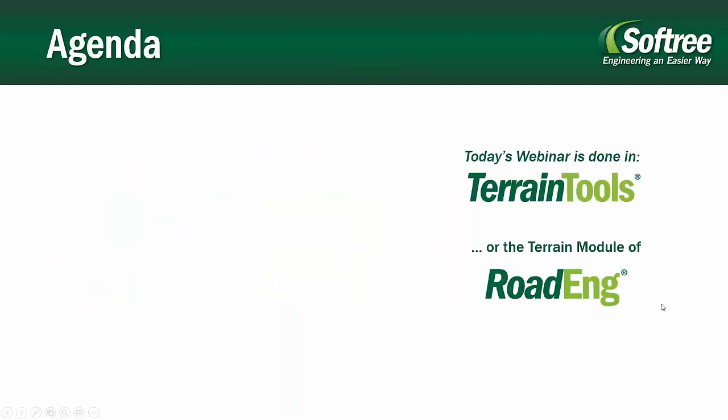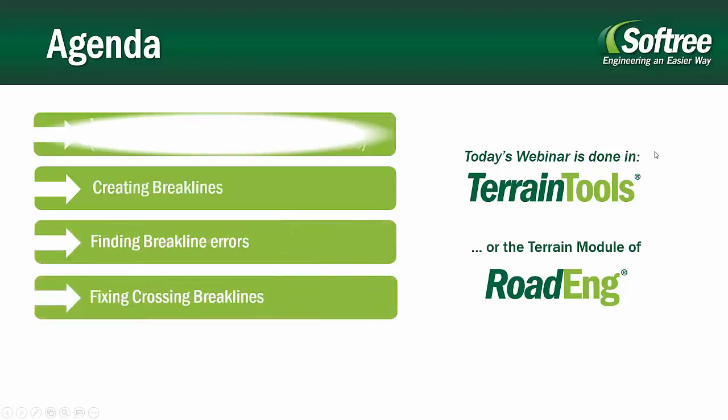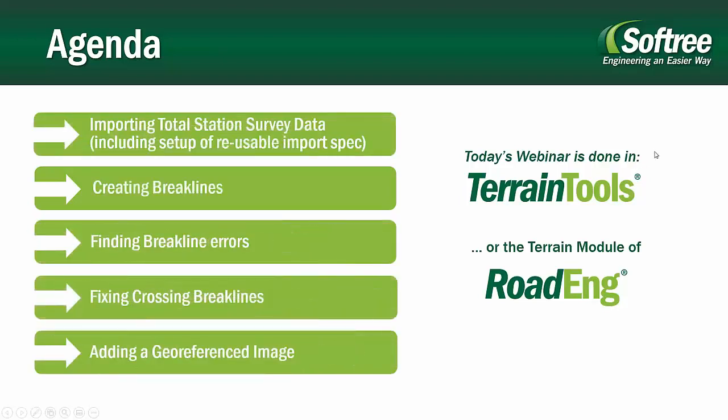So here's a little bit about what we are going to be talking about today. Okay, so we're going to be starting off with the import of total station survey data, and this includes setting up a reusable import spec that we can take and use on other comparable files, creating breaklines, finding breakline errors, how we can fix breaklines when they're crossing and why that's important, as well as adding a georeferenced image.